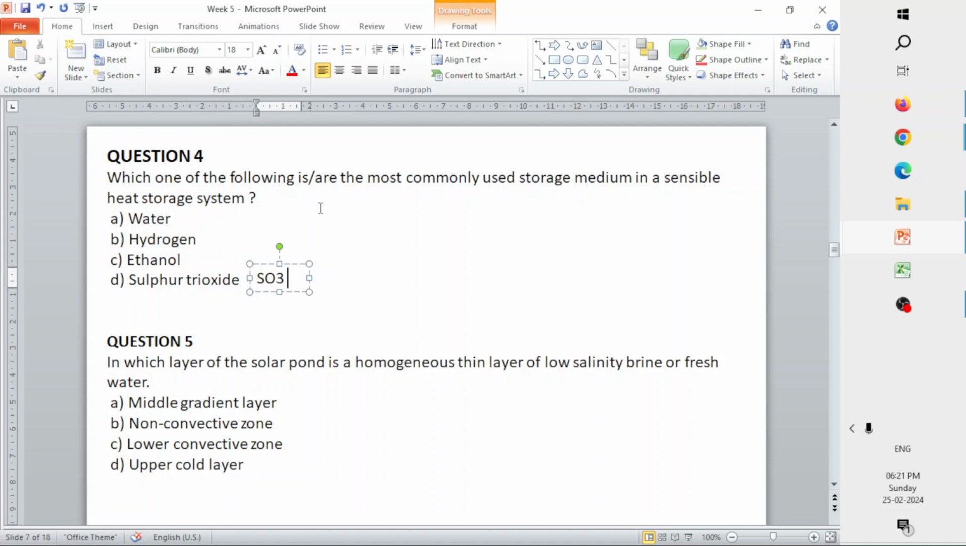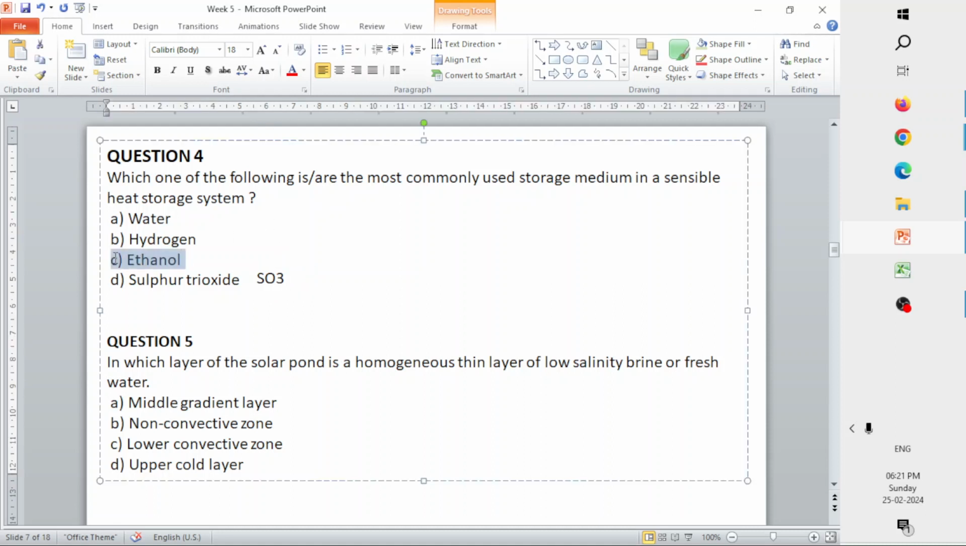Now moving towards ethanol. Ethanol is, yes, a sensible heat storage system. There you can raise the temperature of the ethanol and then store your heat. So ethanol is a right answer, because in case of ethanol you can do this sensible heat storage.